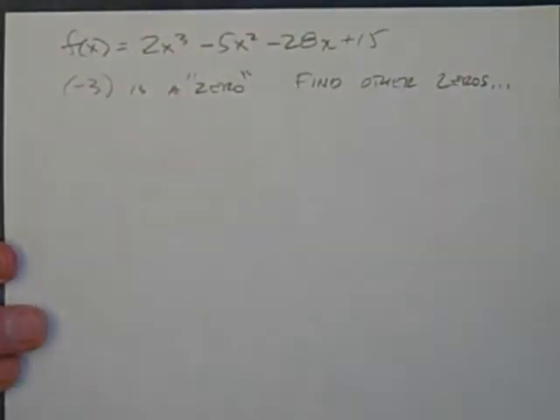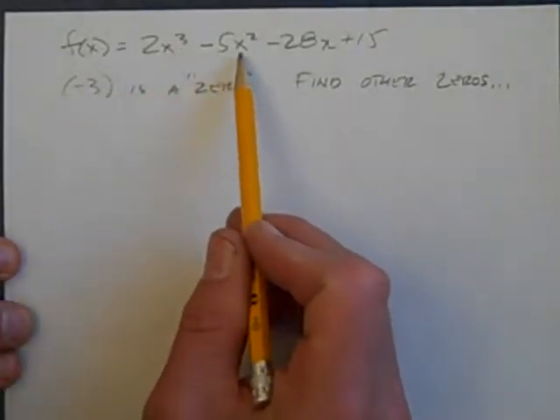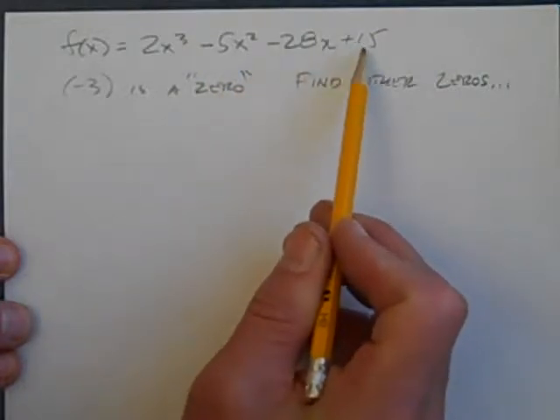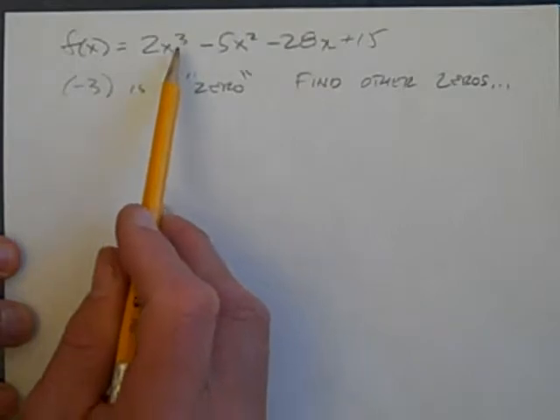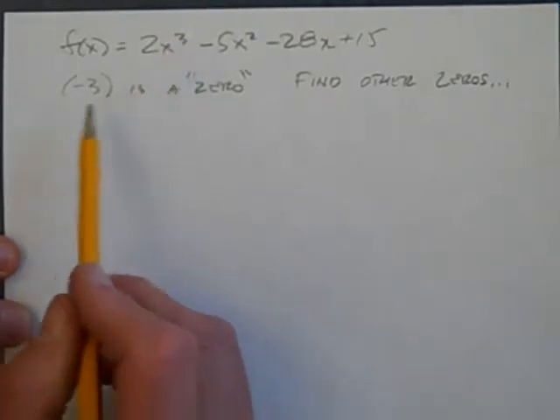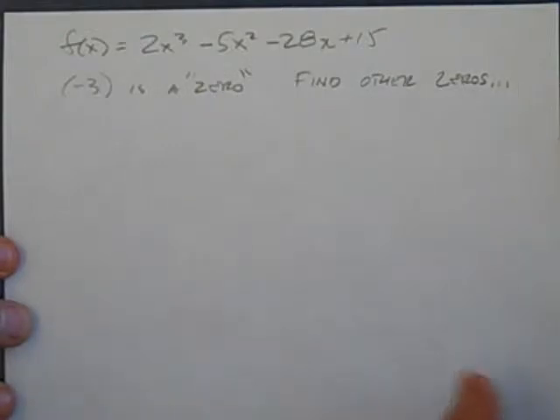Okay, we're moving on to the third page here. I recopied it so I'd have a little bit more room. f of x is a function, 2x cubed minus 5x squared minus 28x plus 15, a third-degree polynomial. That means it can potentially have 3 zeros. And I'm telling you that negative 3 is one of the zeros. Find the other ones. This would be like without a calculator.